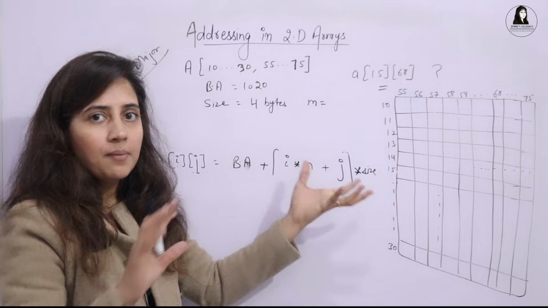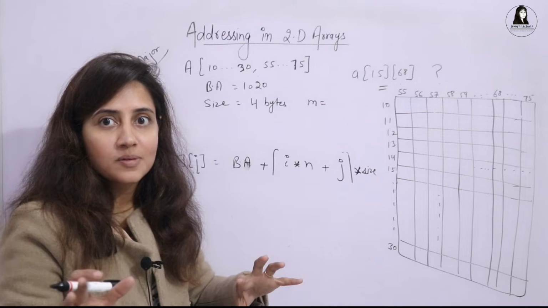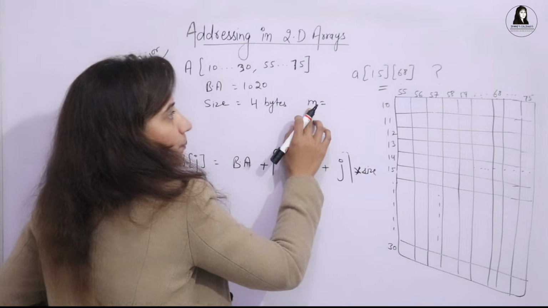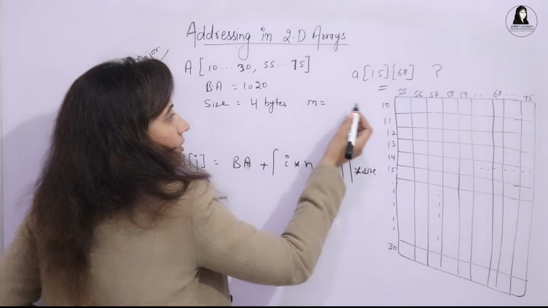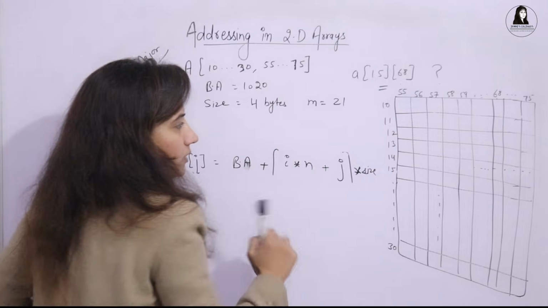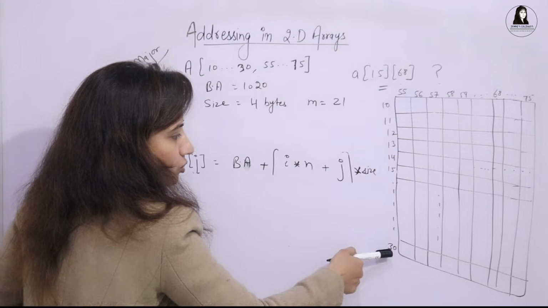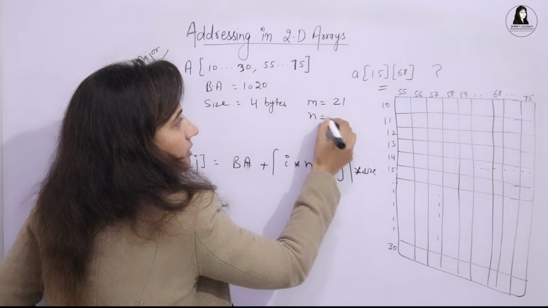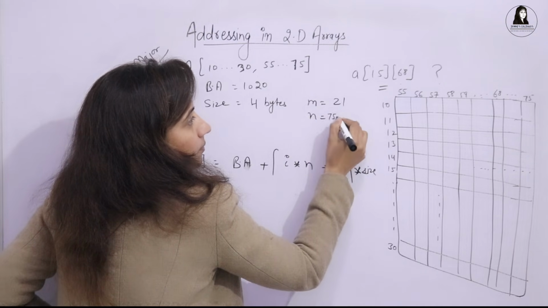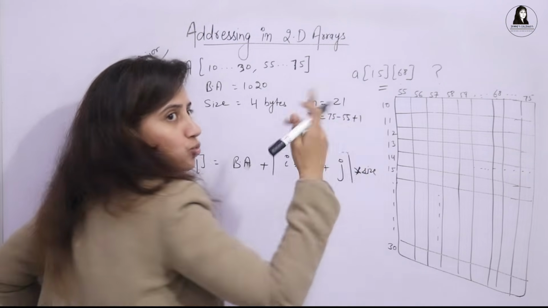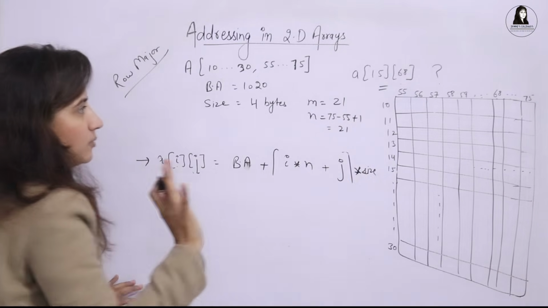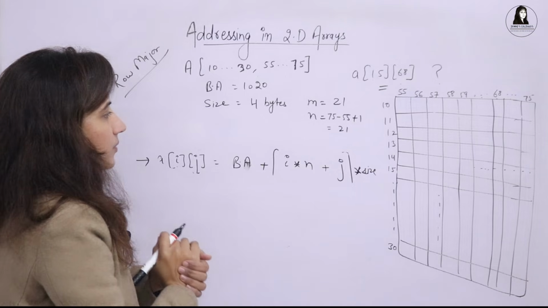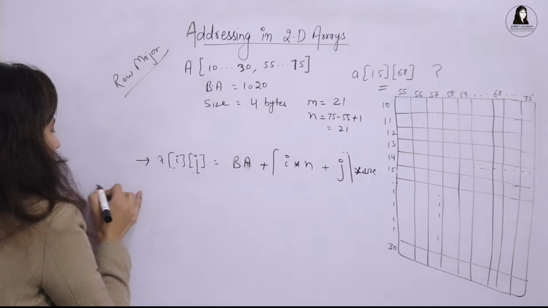So how to calculate now the m and n values, number of rows and number of columns? Number of rows m is 30 minus 10, obviously plus 1, right? So 21. From 10 to 30, it would be 21, and n is 75 minus 55 plus 1, right? So 21. Number of rows and number of columns are 21, 21, right? Okay. Now the formula is something different here.